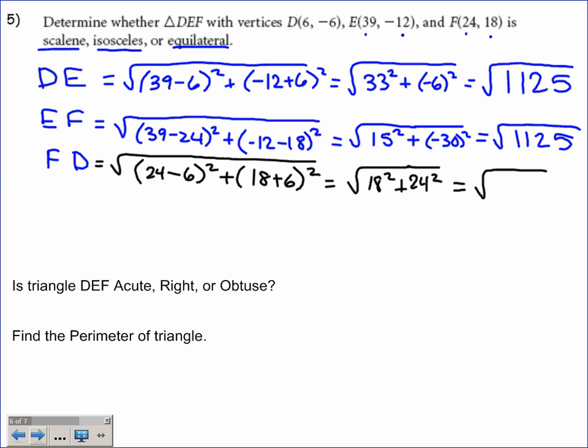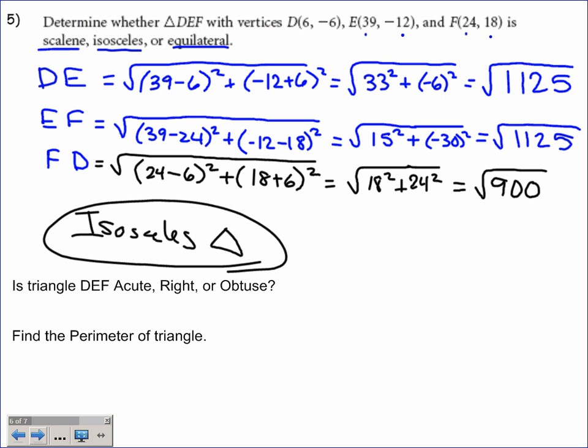Okay, which is less than 1,025, isn't it? 900 exactly, which is technically that's 30. We don't need to know that, right? Okay, so the actual question says, are they scalene, isosceles, or equilateral? Isosceles. So our answer here is an isosceles triangle. Okay, lots of work for one answer here.